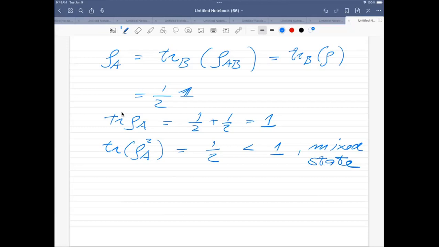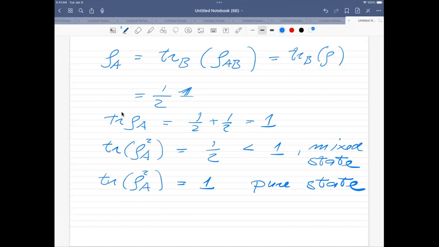So if I have the trace, these are just measures of mixed states and pure states. If the trace is equal to 1 when this quantity is squared, then I call this a pure state. So these are definitions which we now use in connection with entanglement.